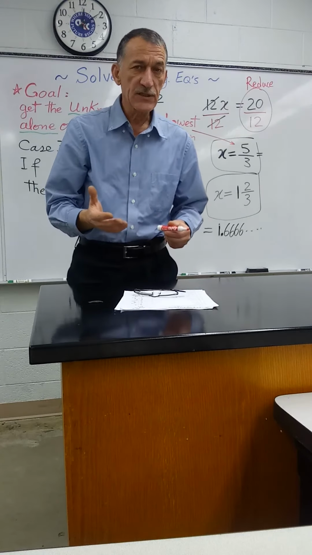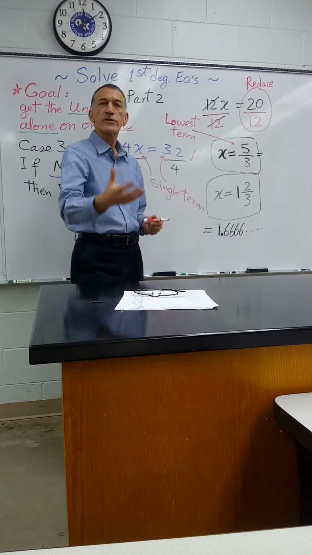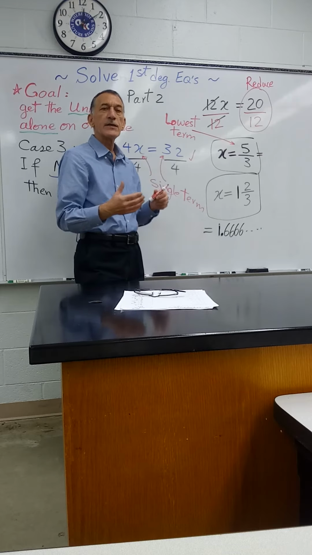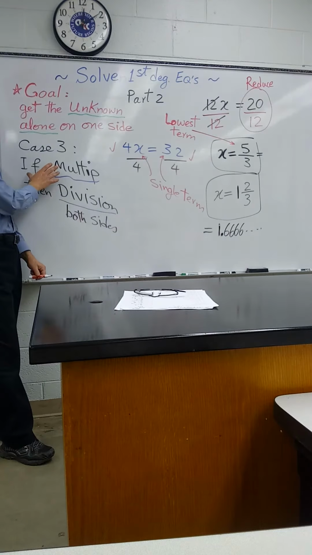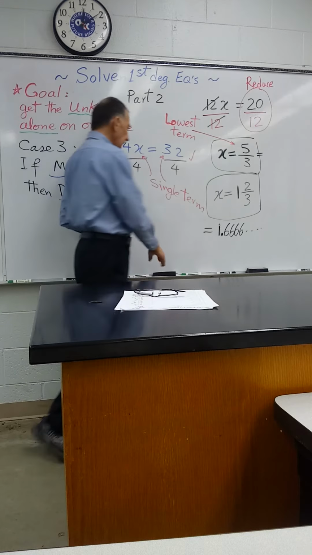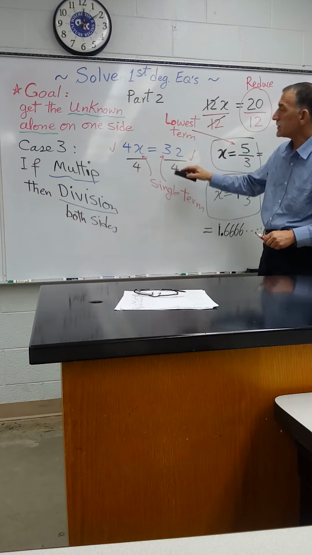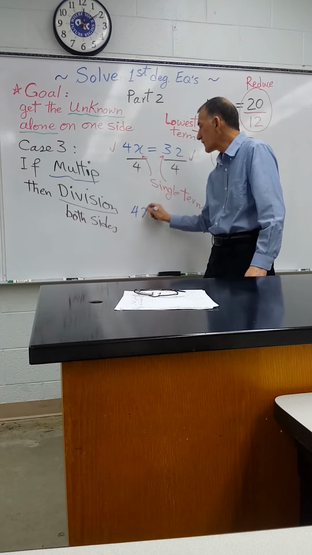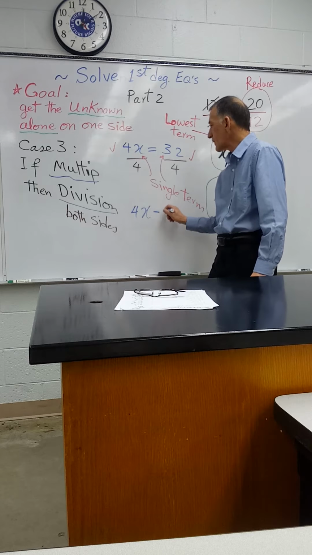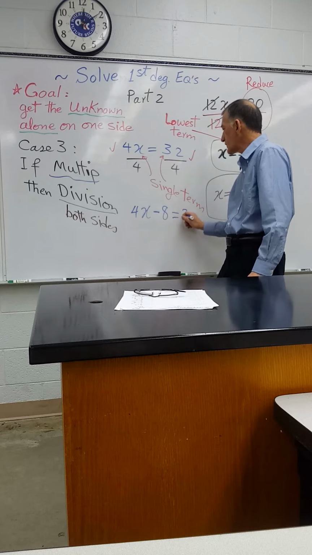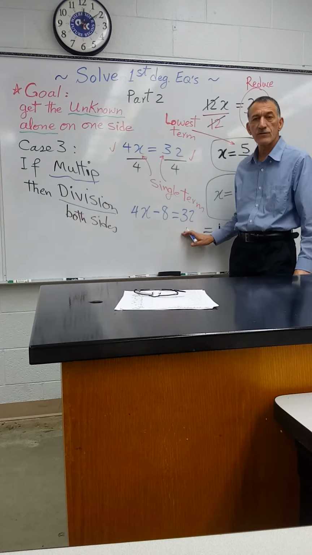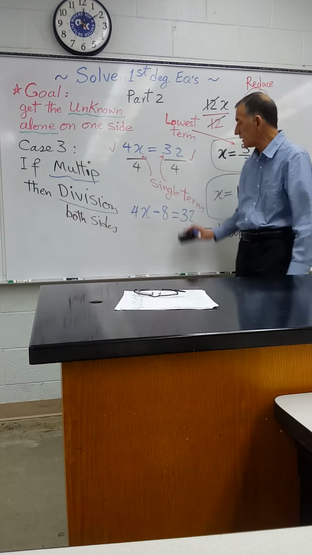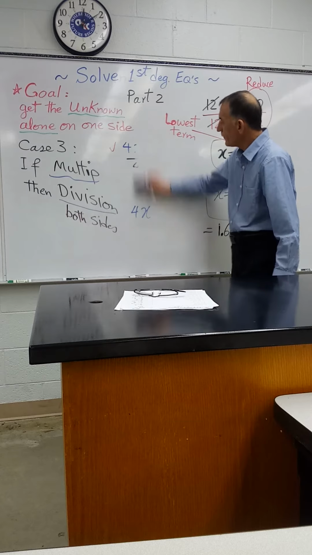What if you don't have a single term? What if there is an extra term in there? If there is an extra term, you cannot divide. That's a special case, and that is underneath case 3. So the special case is if it's not a single term, for example, what if it was 4x minus 8 equal to 32? Now you cannot divide. You have to get rid of the negative 8 first, and I'm going to show you that in a minute. All right, so let's do that.